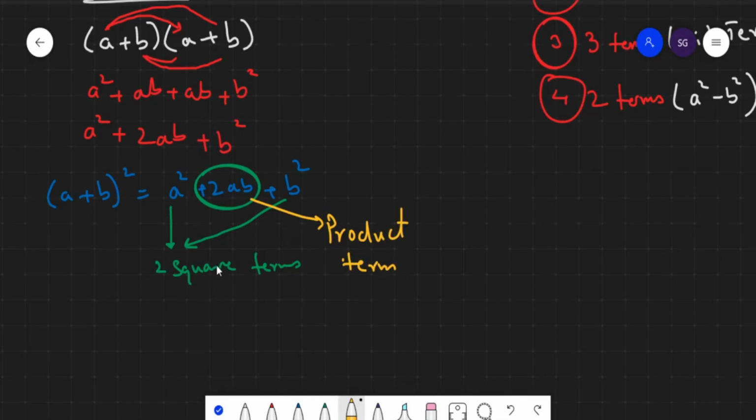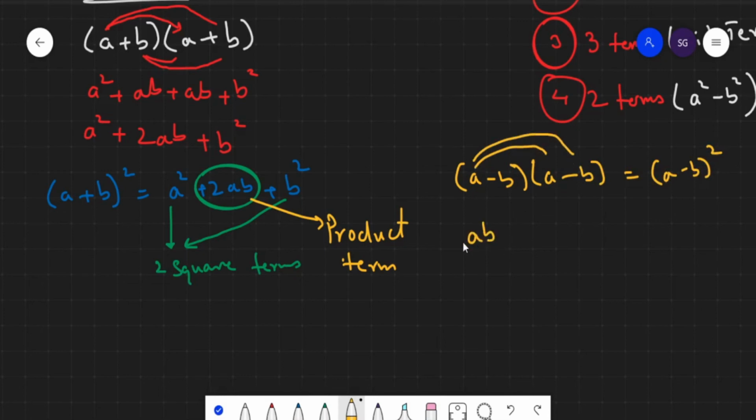Right, so before I go for generalization further, let's see if I have different signs. Let's see if I have a minus b times a minus b. In short, if I have a minus b whole squared, you multiply it like before, you get a squared minus ab, and then negative ab plus b squared. So this negative ab and this negative ab combine, and we get a squared minus 2ab plus b squared.